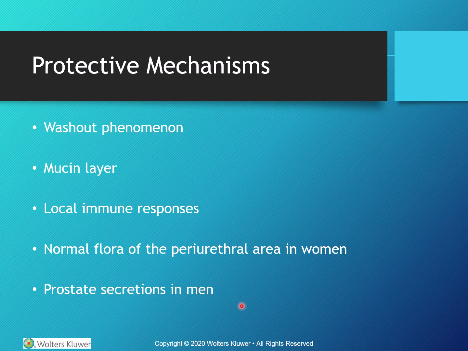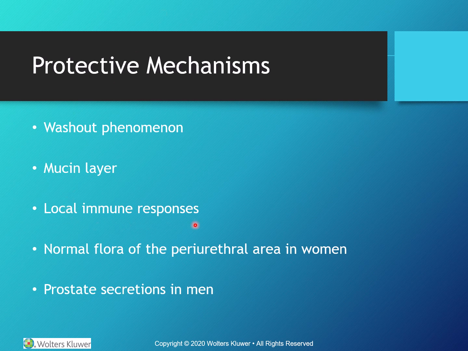So within the urinary tract itself, we have a lot of different protective mechanisms that prevent the development of UTI. So one is the washout phenomenon. Just that forward flow of urine helps to wash out any bacteria that are sitting in there that prevent UTI. That's why patients with urinary stasis are very predisposed to UTI. The mucin layer within the urinary tract also provides a protective mechanism. This lining provides a barrier to protect against bacterial invasion.